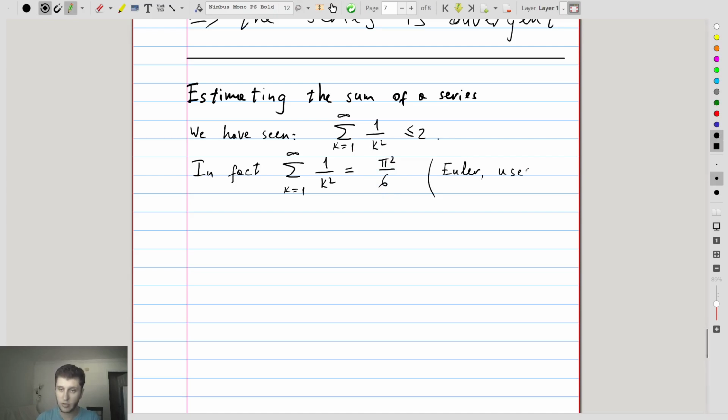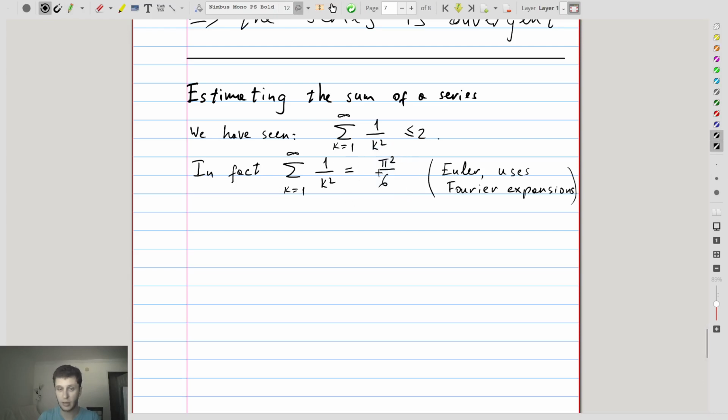And this uses something called Fourier series. So this is a non-trivial equality that we cannot discuss. We don't have sufficient tools to discuss it within this course. Now, the important part is that the estimate that the integral test gave us had nothing to do with the true value of the sum.